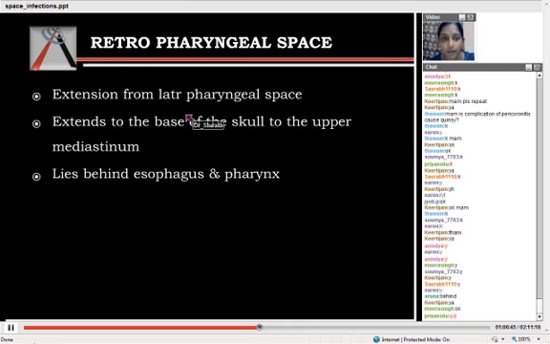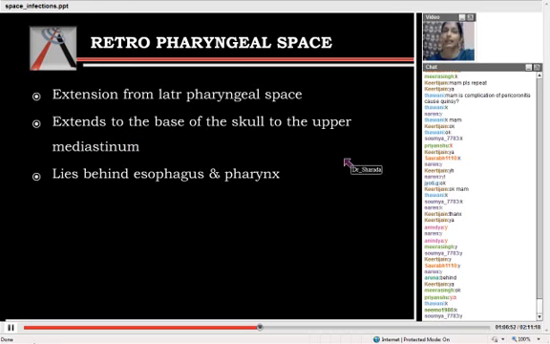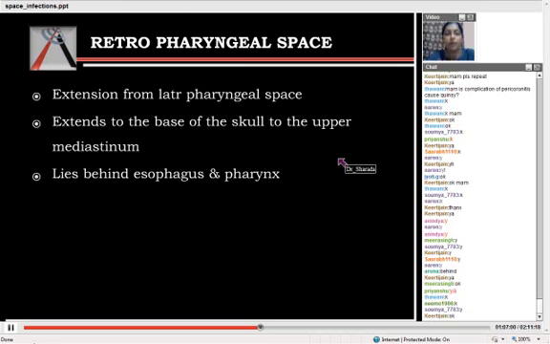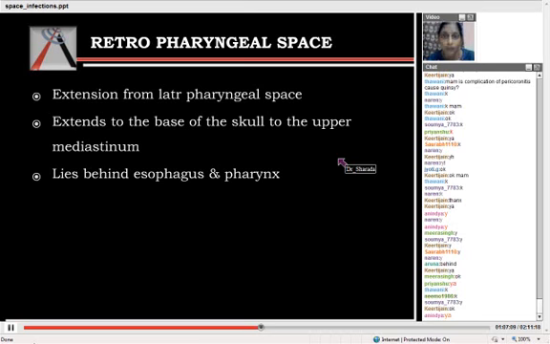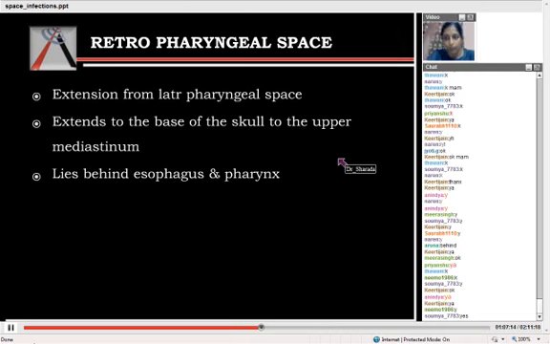Got it? Because it's retropharyngeal, it is going to extend to the base of the skull and to the upper mediastinum. It's going to go slightly lower. Your lateral just ended at the hyoid bone. Because this is behind the pharynx, it's going to go way below to your mediastinum, the upper mediastinum. Got it? You know what the mediastinum is, right? Starts from your sternum, manubrium sternum, and forms a sac. So upper mediastinum, up to there it's going to go. Got it? Lies behind your esophagus and the pharynx.